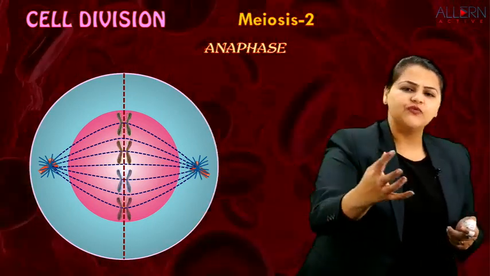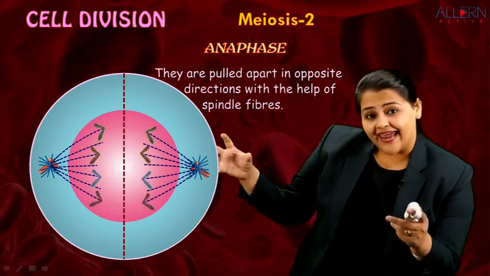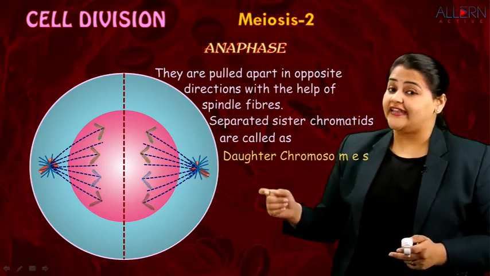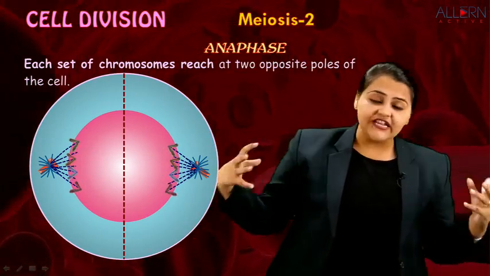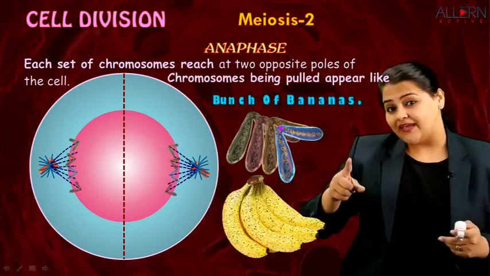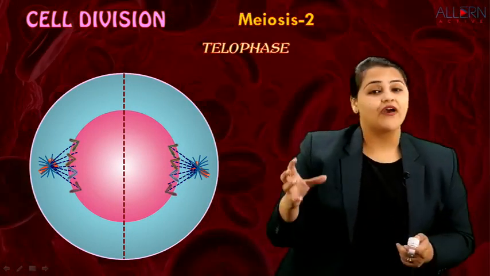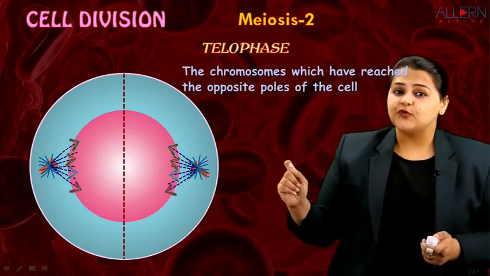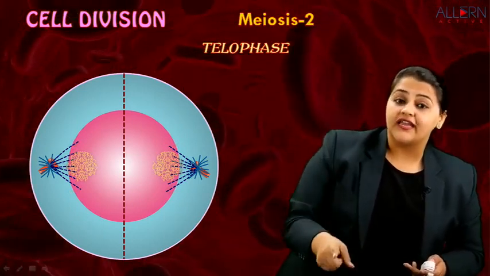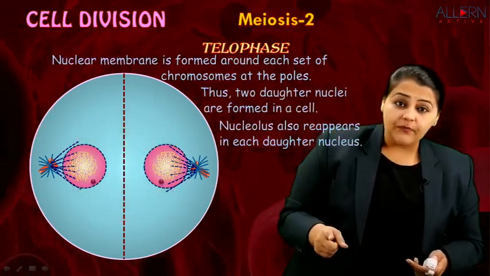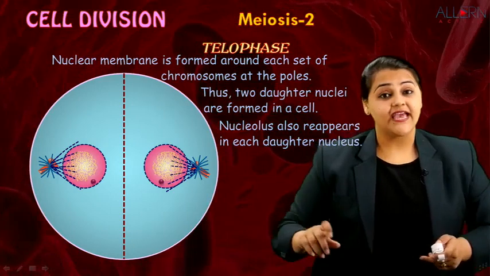The centromeres will split apart. When the centromeres split apart, of course they'll go towards the poles, and when they are going towards the poles, they are called daughter chromosomes. Now these daughter chromosomes that have reached the poles will start developing a nuclear membrane, and that's what they appear like. They again appear like a bunch of bananas. Now these chromosomes which have reached the opposite poles again start to decondense, and then another nuclear membrane is going to appear. The nucleolus is again going to appear, and that's where telophase ends.